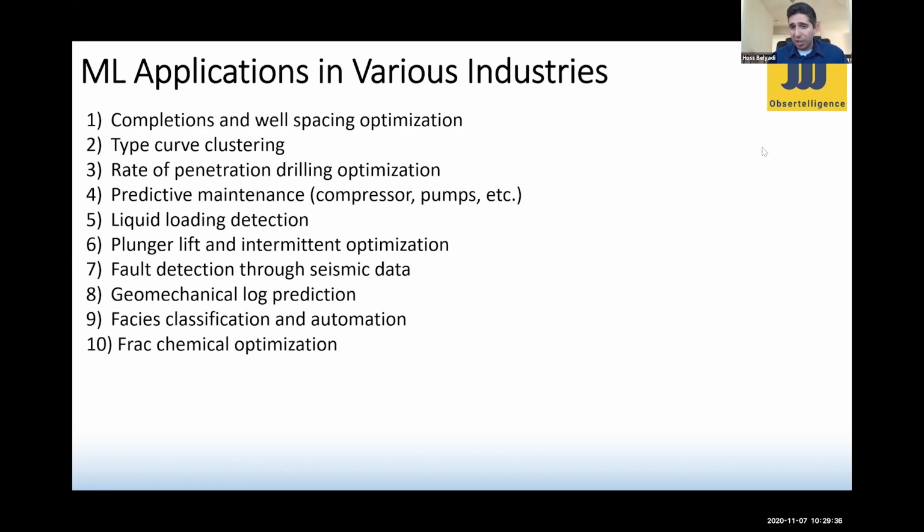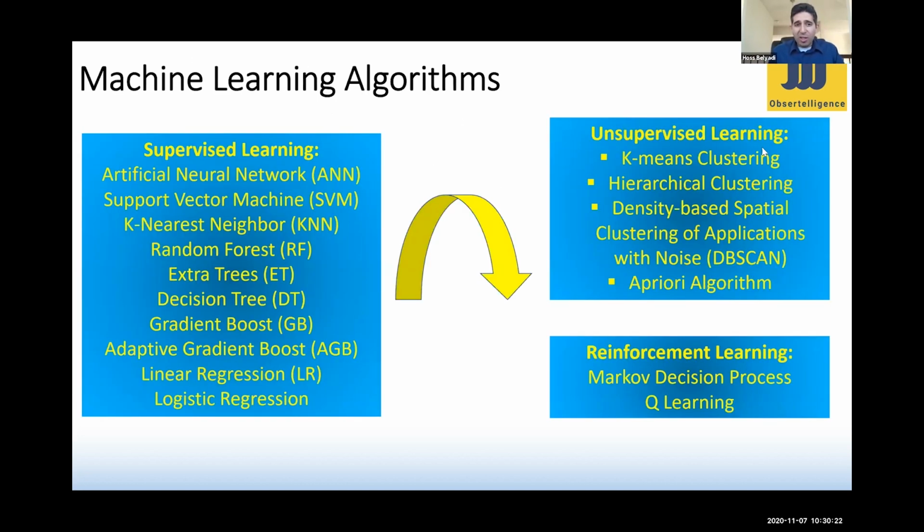Plunger lift and intermittent optimization: you can use either supervised learning or reinforcement learning for those. Fault detection through seismic data, geologic log or geomechanical log interpretation, or in general log prediction or log analysis: you can do all of that using machine learning. Facies classification and automation, how to determine your facies and also cluster that data. You can use machine learning for frac chemical optimization. These are just some examples. I can go on and on about these. And all of these go back to your domain expertise, to what you understand from the data and what you're trying to accomplish, okay?